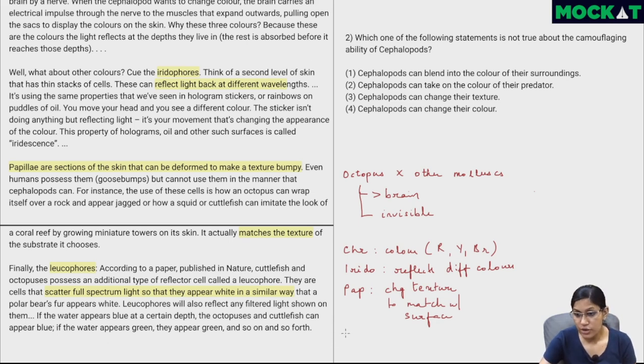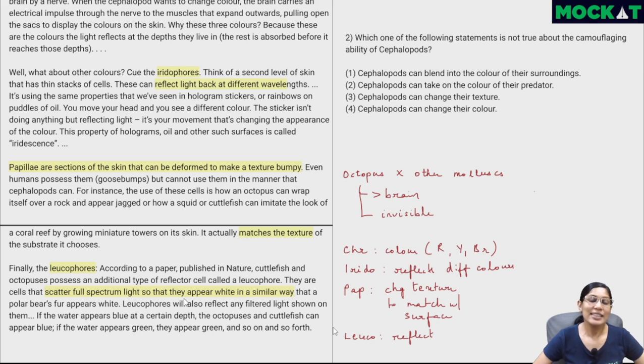If the water appears green, they appear green, and so on and so forth. So these leucophores are another type of reflector cell, and what they do is reflect light so that again the octopus or even the cuttlefish will look exactly the same as whatever color is around them. So it will reflect all the light back. So instead of some light being absorbed so that you can see me, for example, the octopus would not be seen in the same way. All of the light would get reflected back and it will just look like there's nothing over there. There's just the water over there. So reflect the full spectrum of light again to match with the surroundings.